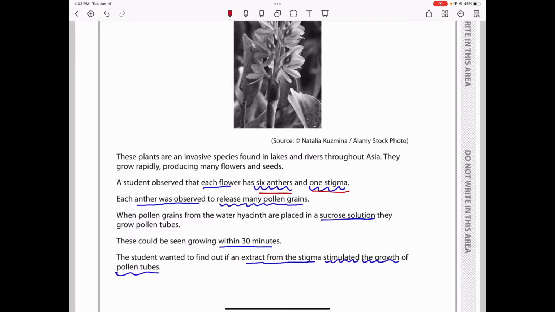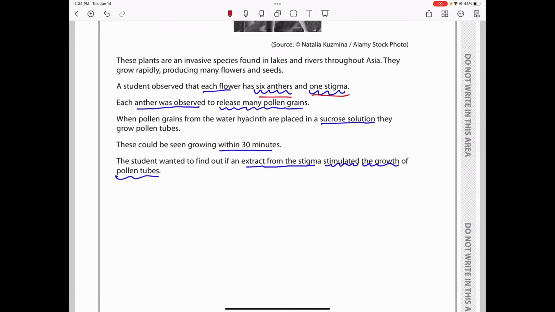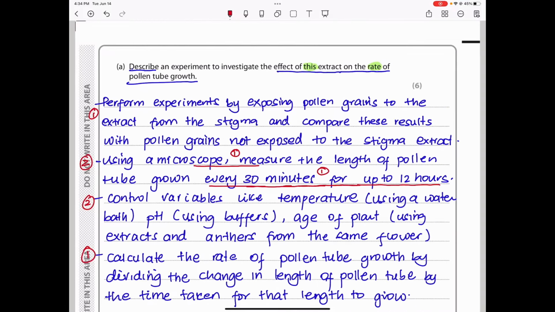When pollen grains from the water hyacinth are placed in a sucrose solution, they grow pollen tubes. You guys remember from AS Biology about the germination of the pollen tube. So the grain germinates and then the pollen tube is going to be formed. So this could be seen growing within 30 minutes. The student wanted to find out if an extract from the stigma stimulated the growth of the pollen tubes. So this is an investigation the student is trying to carry out.